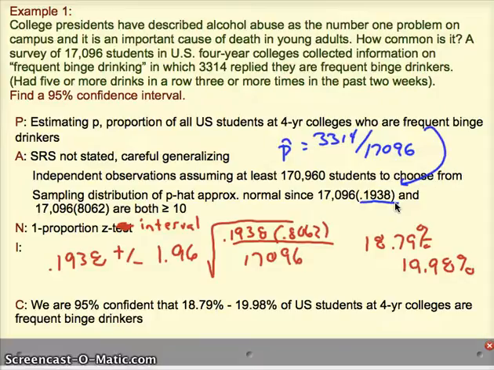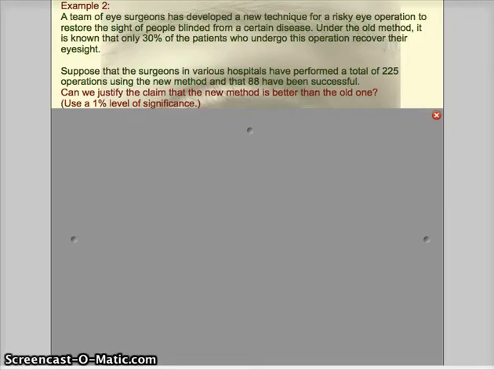All right, so that's a PANIC problem, a confidence interval problem. One of the things you'll have to do when you read the problem is not just decide if it's about means or proportions, but also decide if it's a confidence interval or significance test question. All right, second example here. Read this, please. Pause me.